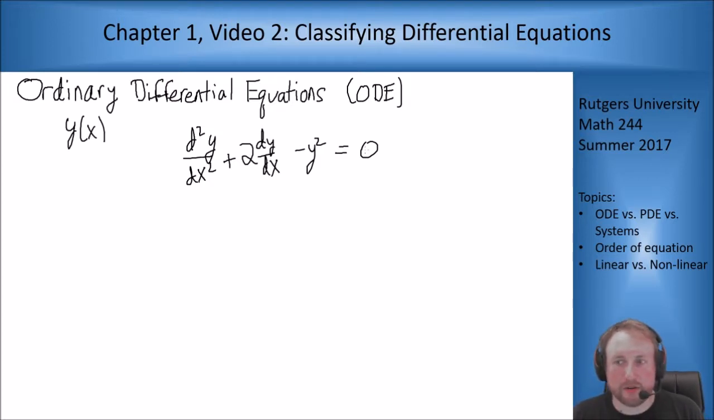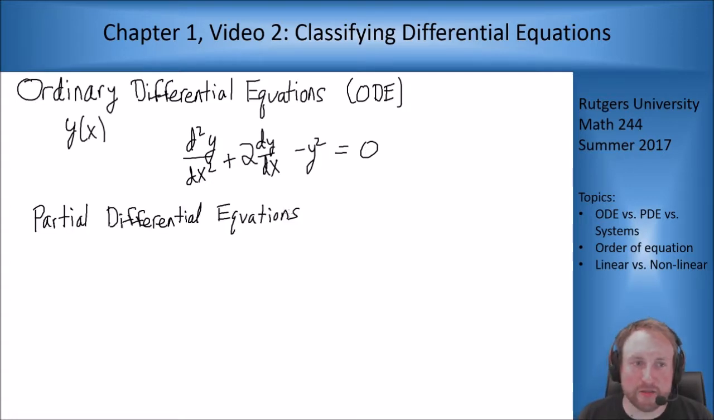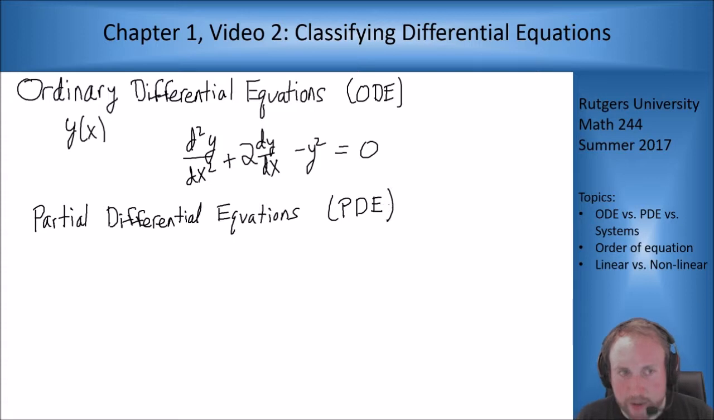The second type of equation that you'll see are partial differential equations. And these are, as you could probably guess, commonly abbreviated PDEs. And these occur when you have a function that you're looking for that depends on more than one independent variable. So for instance, I could say something like the heat equation or the wave equation, both of which are PDEs.